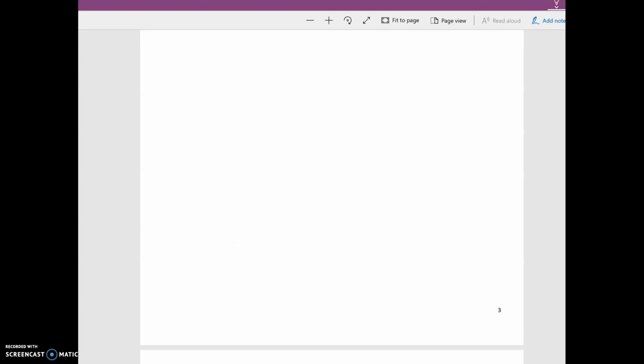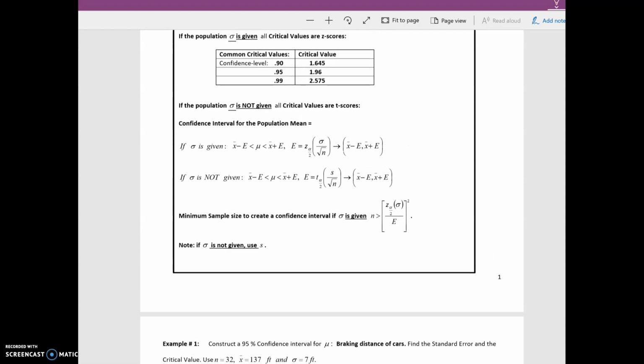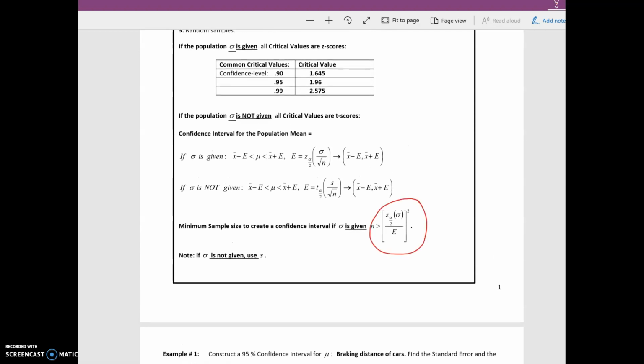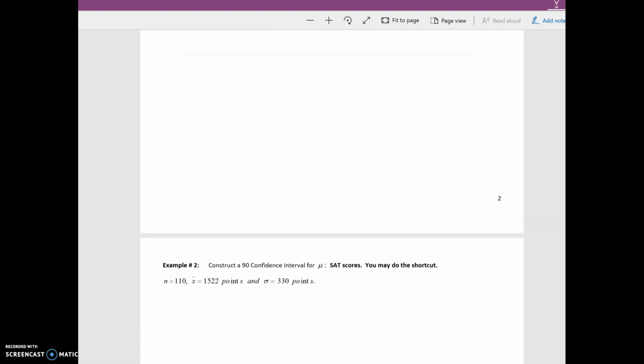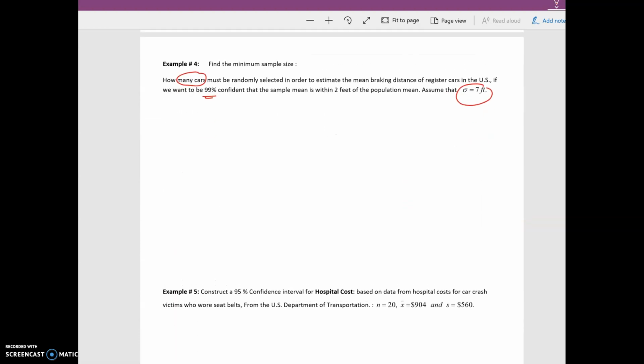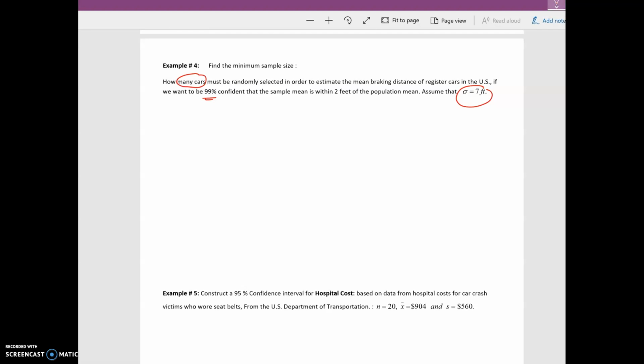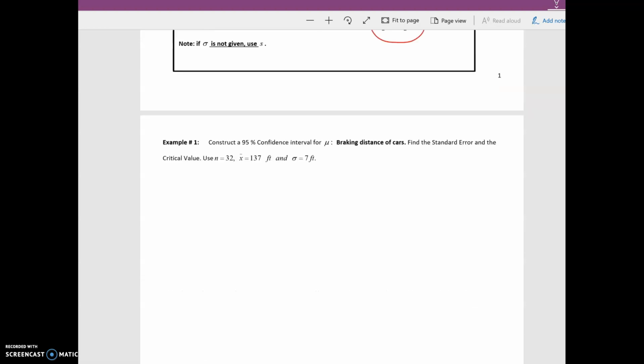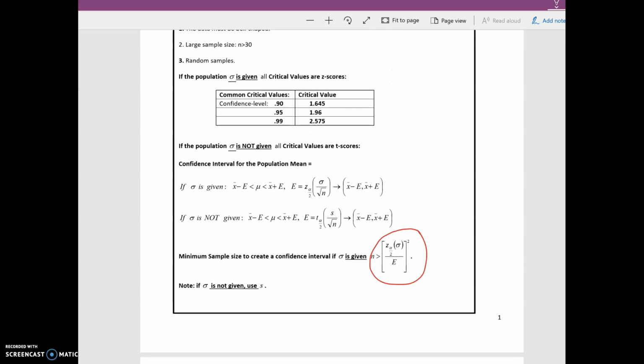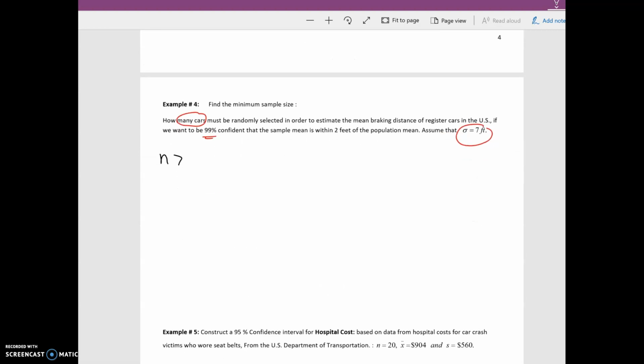Now, in this case, this is the formula that we're going to be using. If they want a minimum sample size, this is the formula, and don't forget the squared. So we're just going to simply say that n is going to be greater than the following values. The formula actually uses the critical value z of alpha times sigma over the values of e, and then all of this is squared.